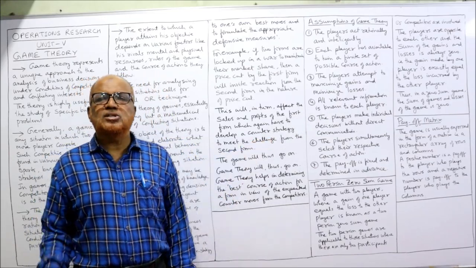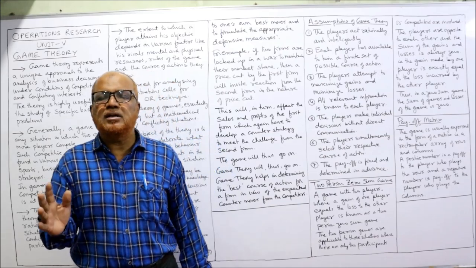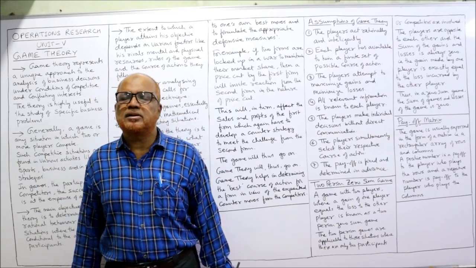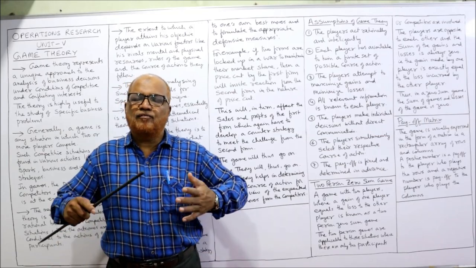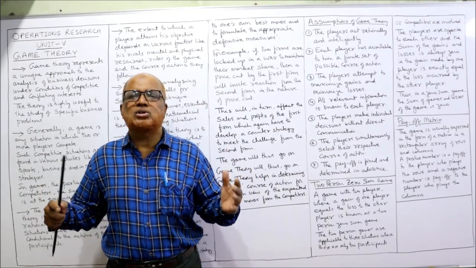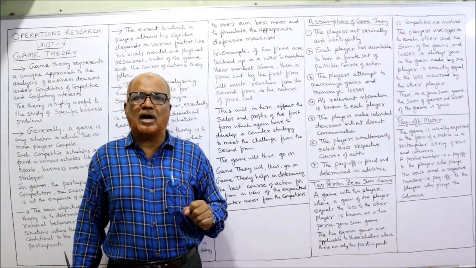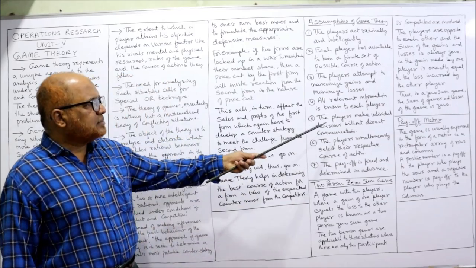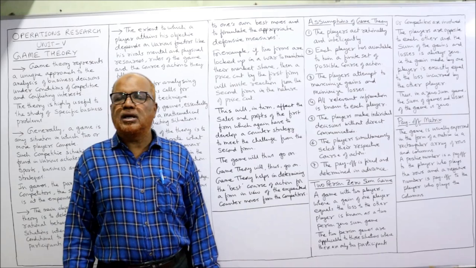All relevant information is known to each party because every party is an intelligent participant. So every party will have full information about the rules of the game and about the courses of action. Then the players make individual decisions without direct communication.